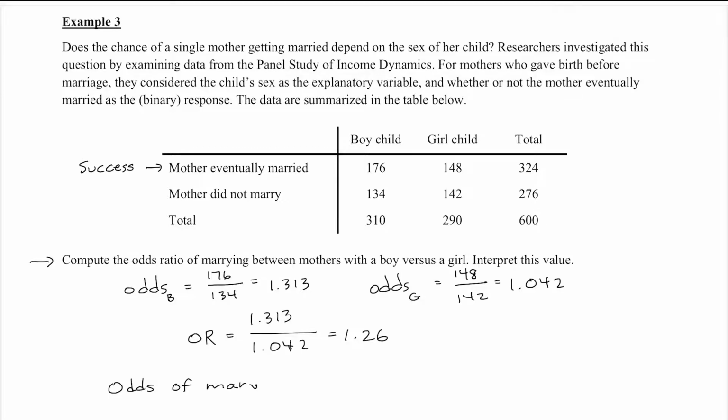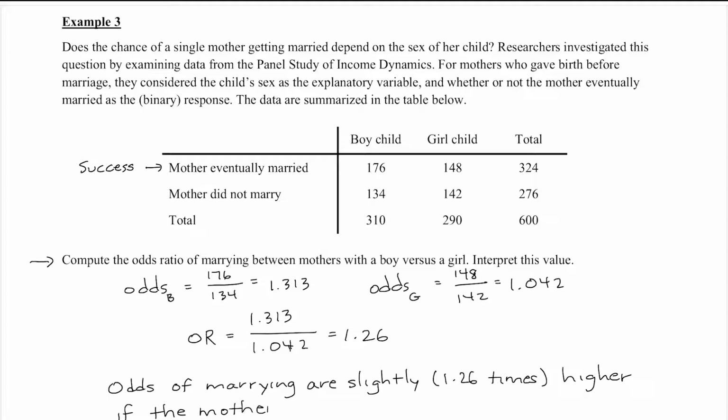So our interpretation: the odds of marrying are slightly higher, 1.26 times higher, if the mother has a boy than if she has a girl. So that doesn't seem terribly dramatic.